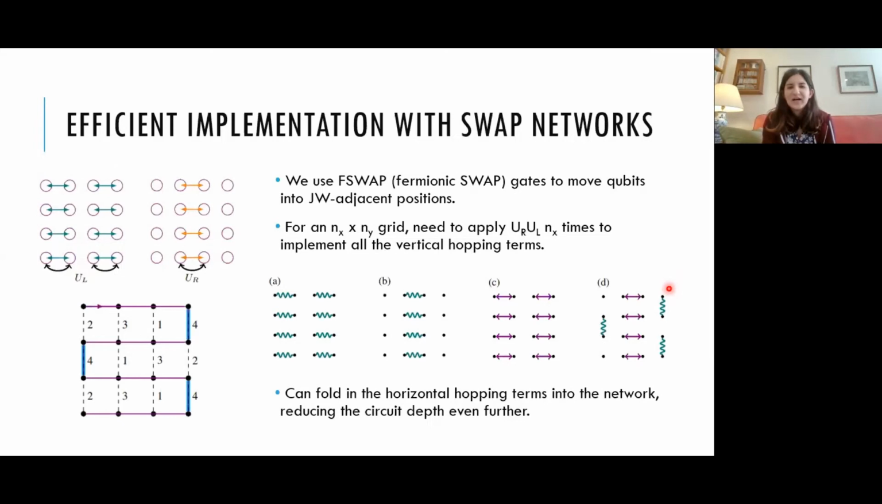So this is what our full circuit looks like. The squiggly green lines are our number preserving or our Hamiltonian variational gates. These are all parameterized, and these arrows are F swaps. So we start with our 2 sets of horizontal terms like before, and then to implement the vertical terms, we do this UL. So we do this swap network. The C and D need to be repeated, I think, 3 more times to have implemented every vertical term.